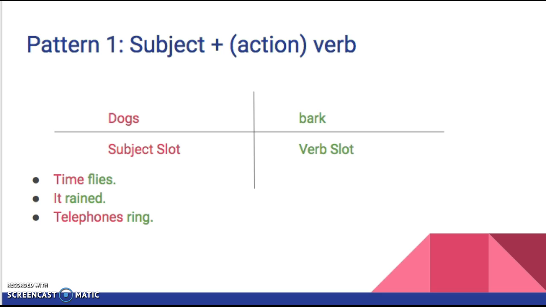You'll notice here I've highlighted for you that dogs would be the subject of the sentence dogs bark, so it's in pink, and bark would be the verb, so it's in green. And then I've given you the pink and green of the other three sentences as well. Time is the subject, flies is the verb. It is actually a pronoun, so it's a subject. Rained is a verb. And telephone, that's a thing. So telephones ring.